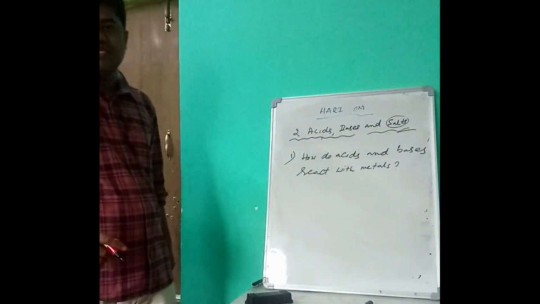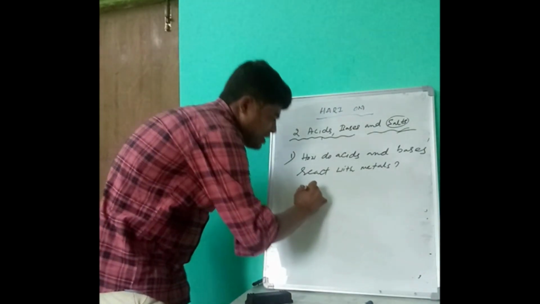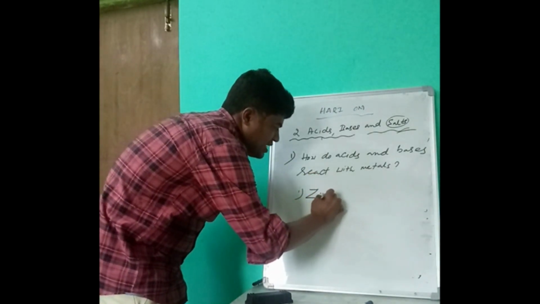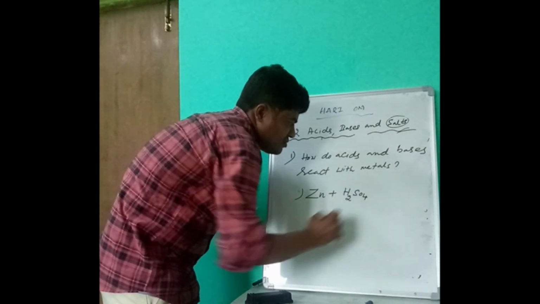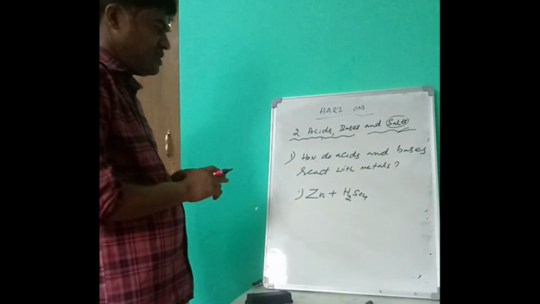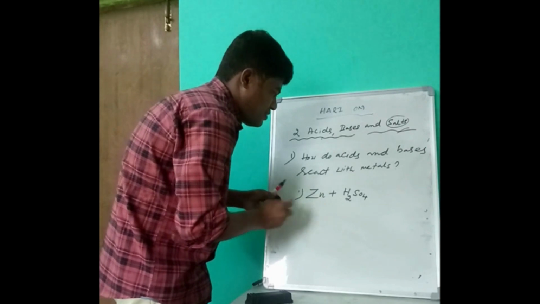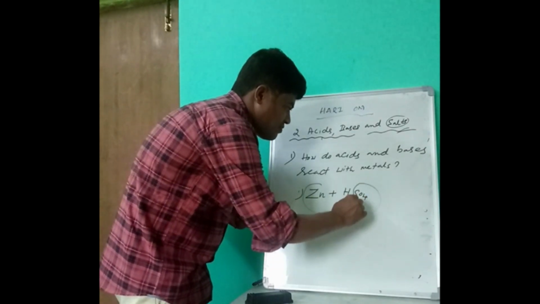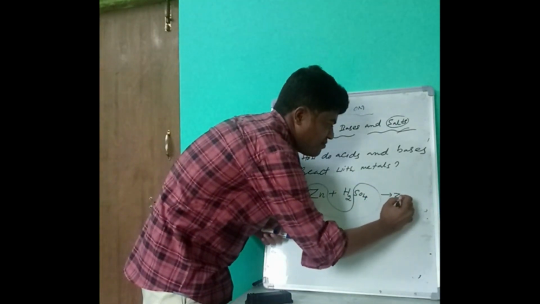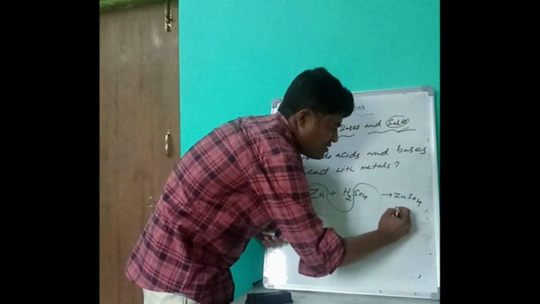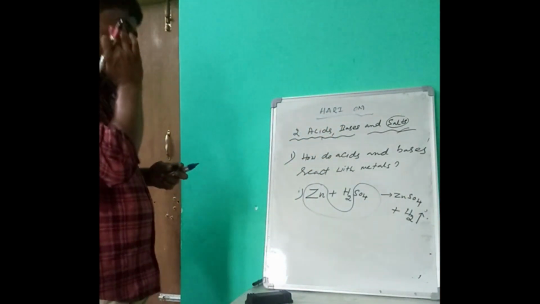How do acids and bases react with metals? For example, one fine example is discussed in our textbook. Zinc metal reacts with sulfuric acid to give zinc sulfate plus hydrogen gas.